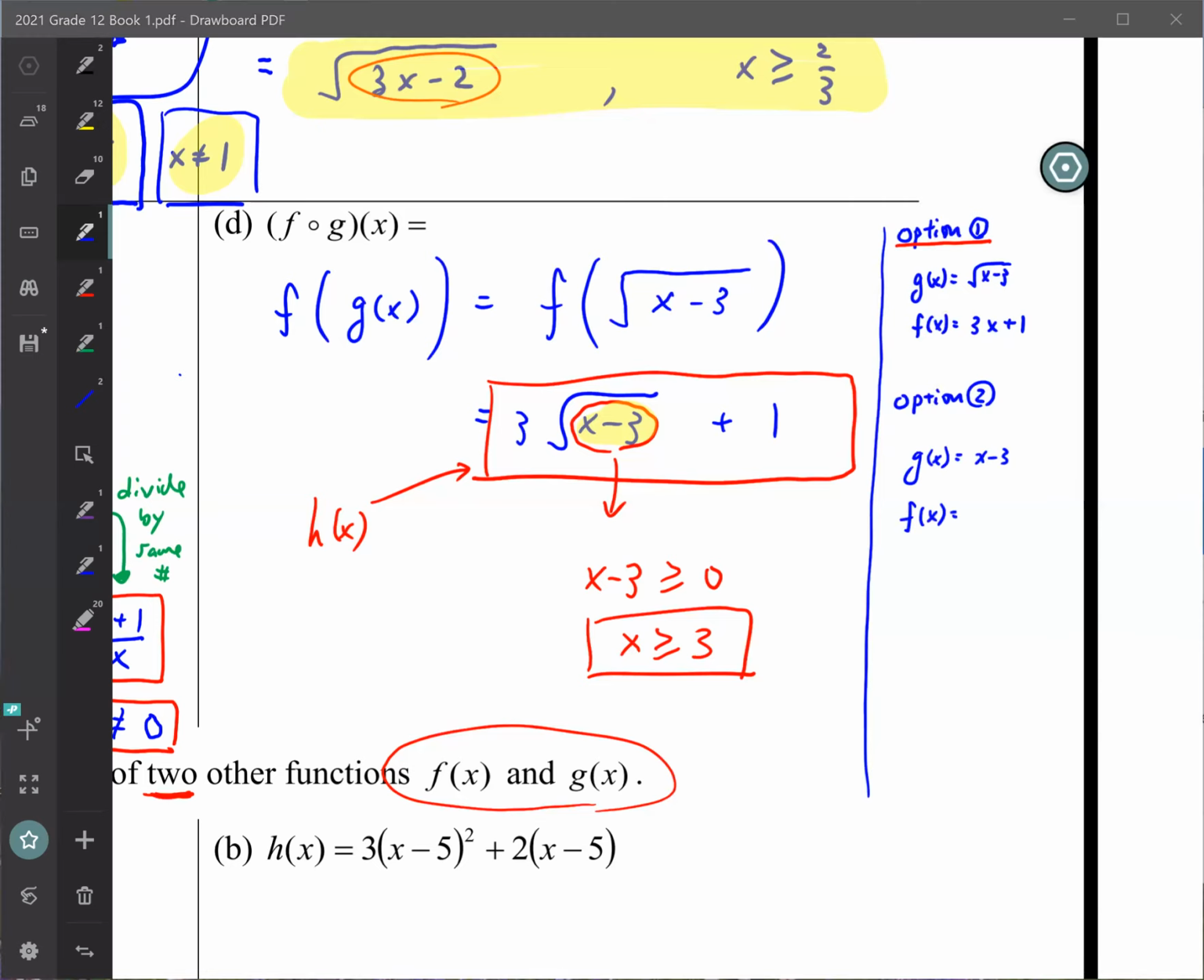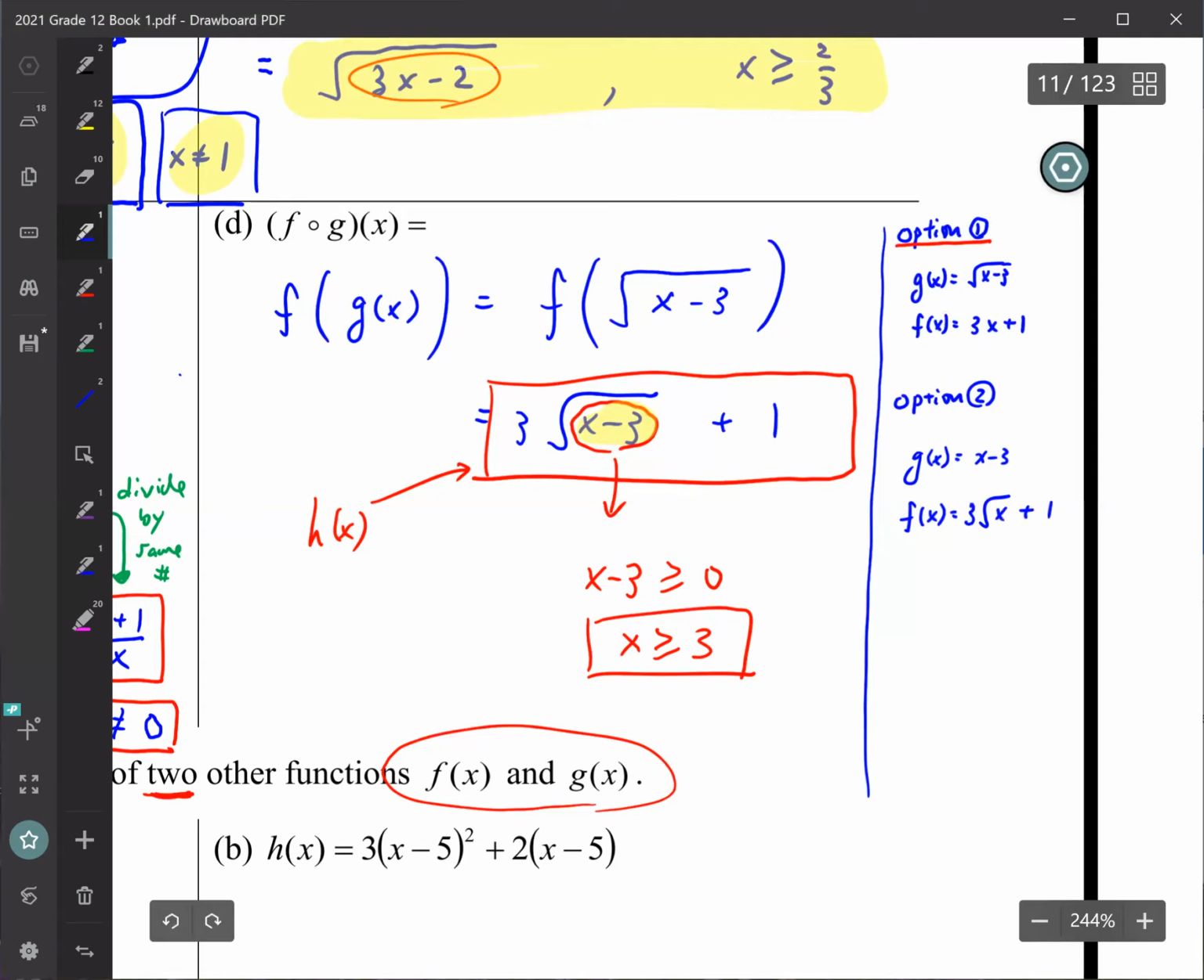Okay, I'll give you a couple seconds, think about this. Or you can raise your hand if you know what the f of x will be. Okay, Daniel, what's the f of x? 3 times square root x plus 1. Yeah, very good. So wherever you see the x minus 3, you can just replace it back with x, right? Remember when we do composite, we put x minus 3 into where the x is. Now we are doing backwards. We put the x back into where the x minus 3 is.